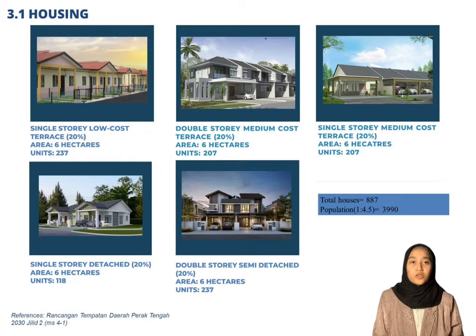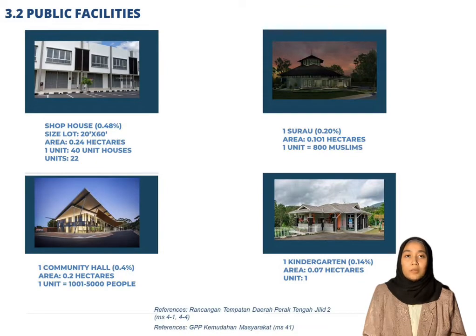So the total of houses is 8,087 units, and we estimate that one unit house will have 4.5 people, and the total population in the residential is 3,990 people. Now we will continue to public facilities, which are shop house, surau, community hall, and kindergarten.